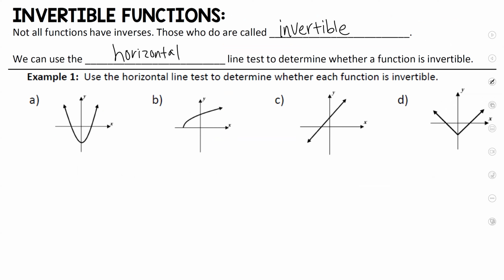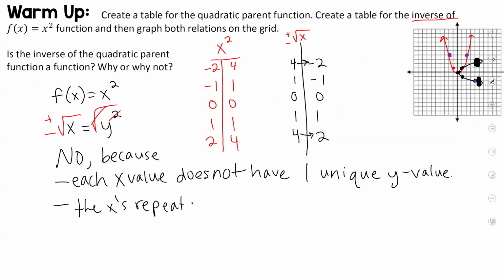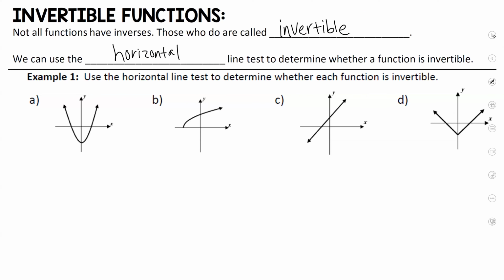Okay? So let's go back to our warm-up problem. Guys, this quadratic is not invertible. You cannot invert it. The reason why is because if you do, this is no longer a function. Okay? So this is not invertible. The quadratic is not invertible. We cannot find the inverse because when we do find the inverse, it's not a function. Okay? So let's use the horizontal test. When I draw a horizontal line, it touches in two places. So this is not invertible.